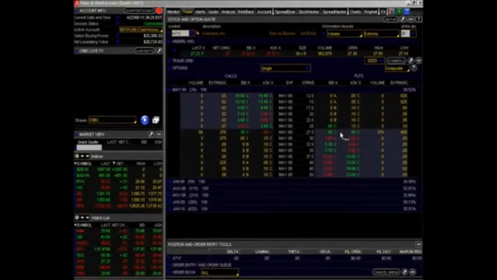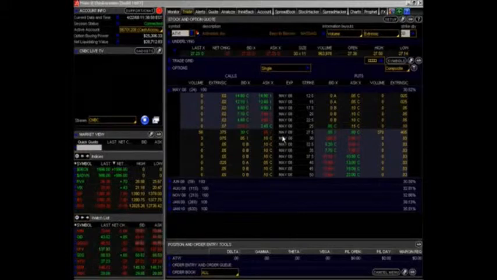Because there are only two absolute rules of the option markets. Those two absolute rules are, number one, prices will fluctuate. Yes, the underlying price of the stock will fluctuate and the individual option prices will fluctuate. Number two, the only other absolute rule of the option market is that these contracts will expire.